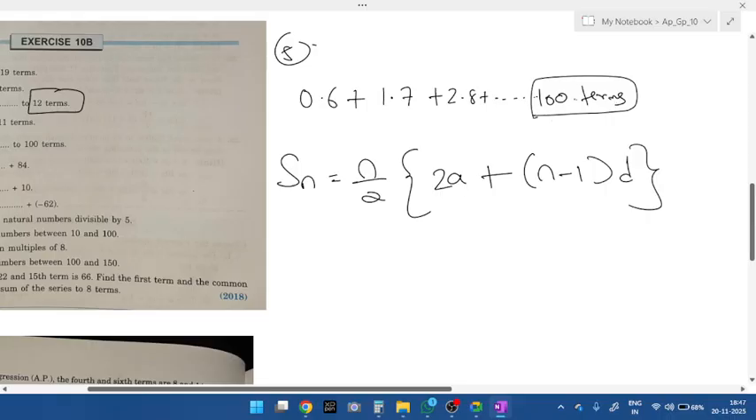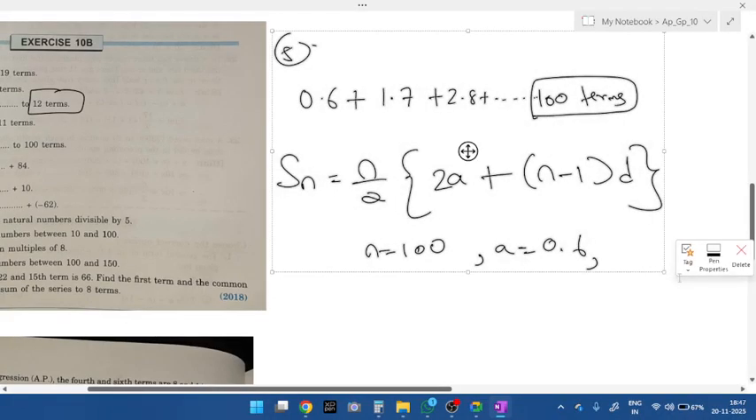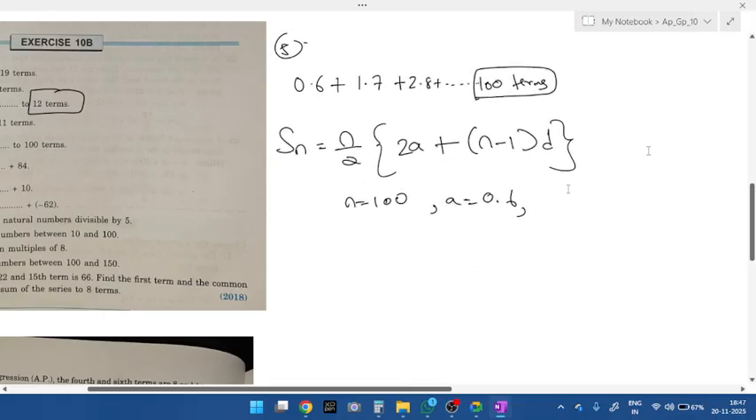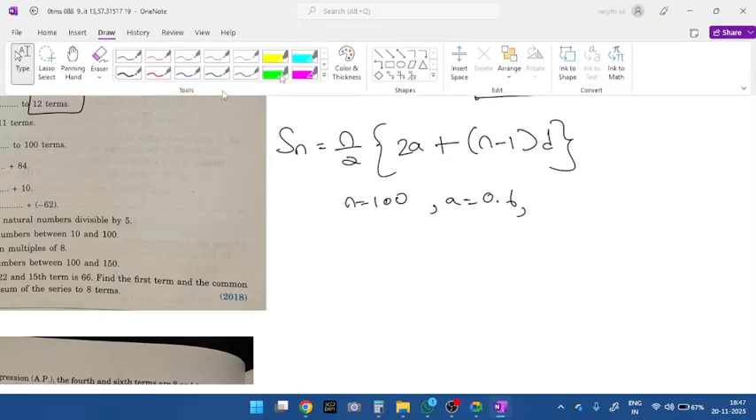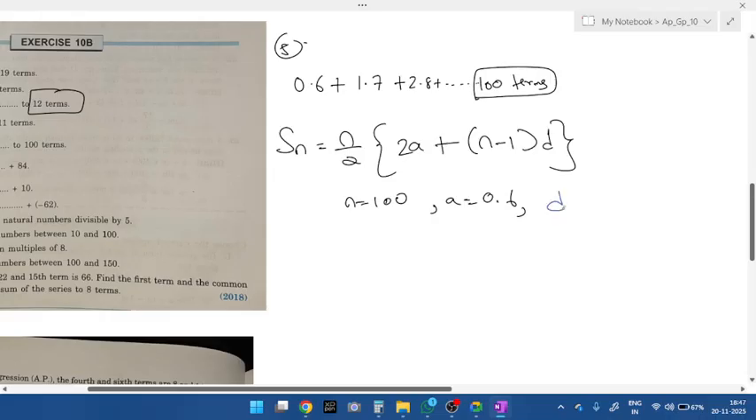100th term, n is equals to 100. A value, A is equals to 0.6. Most important is D value. Given an exam, do the same. Copy the question. We need to write A, N, A, and D. If you go wrong with D value, that's it. You'll definitely get 0. Now tell me, how do you find D value, students?